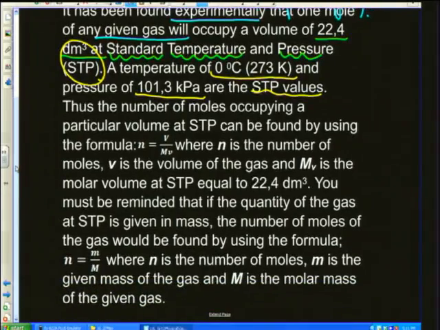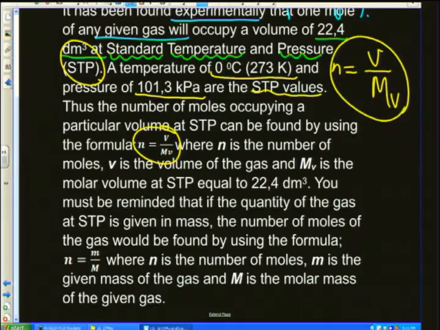Thus, the number of moles occupying a particular volume at STP can be found by using this formula. If 1 mole will occupy a specific molar volume, the number of moles can be found by looking at how much volume is occupied by that gas divided by the molar volume, which is 22,4. That equation becomes very important, so you need to know that.